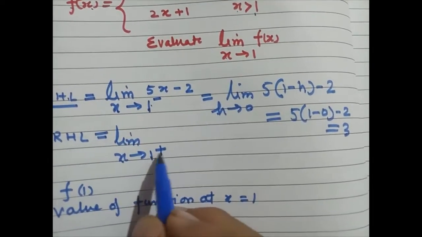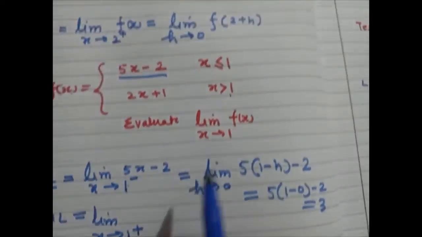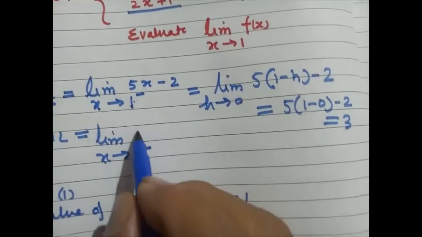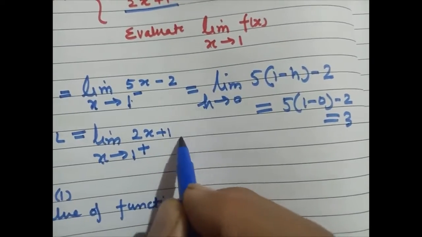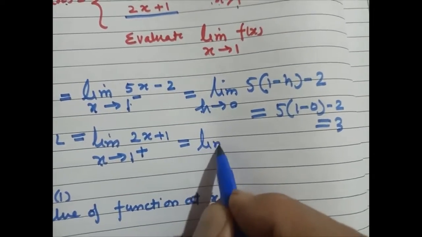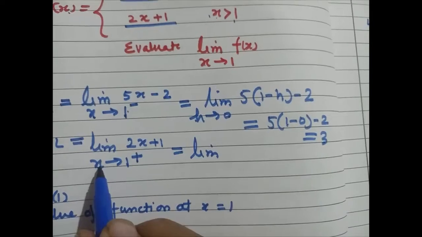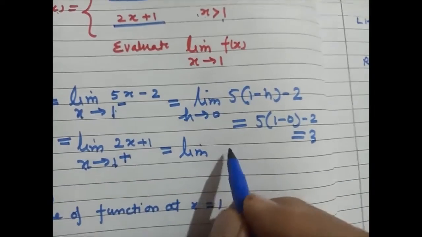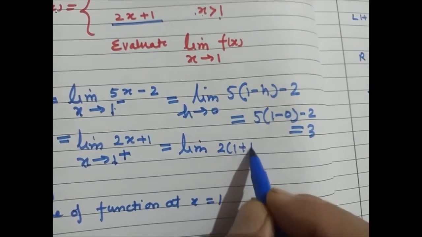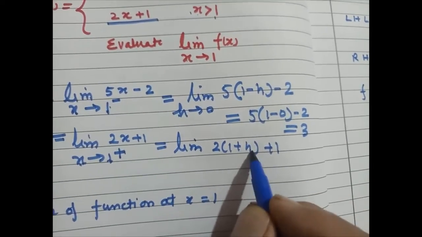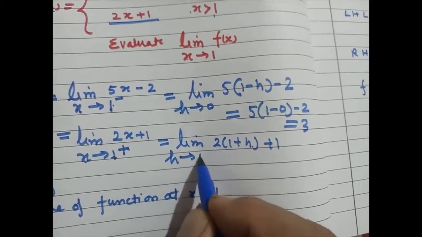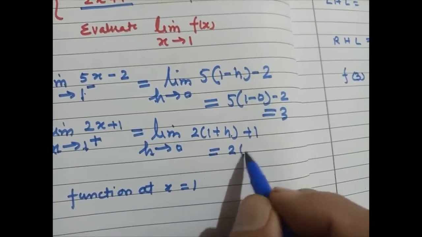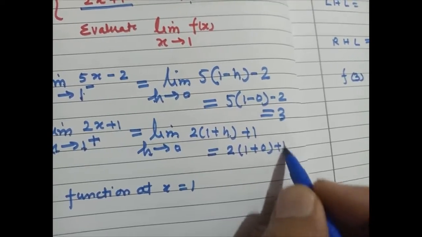Now for the right hand limit, limit x tends to 1 plus. This stands for x greater than 1. See the function for greater than 1. The function is 2x plus 1. So write it here, 2x plus 1. Now the limit: the value of x we suppose as greater than 1, which is 1 plus h. So it is going to be 2 times 1 plus h, plus 1. What is h? h tends to 0. Now put the value of h equal to 0 here. The answer is 2 times 1 plus 0, plus 1, which is also 3.